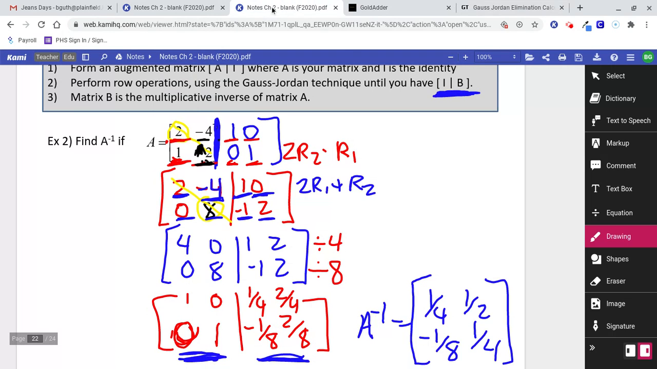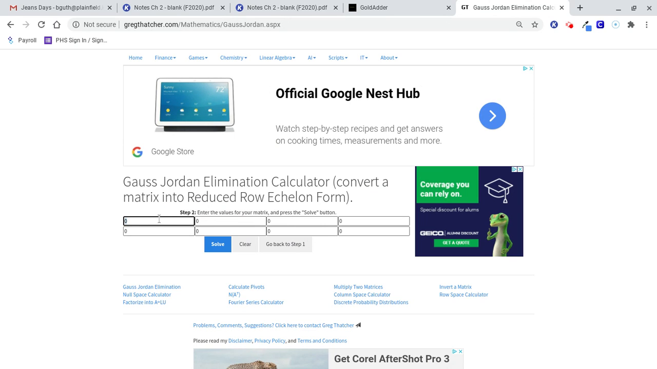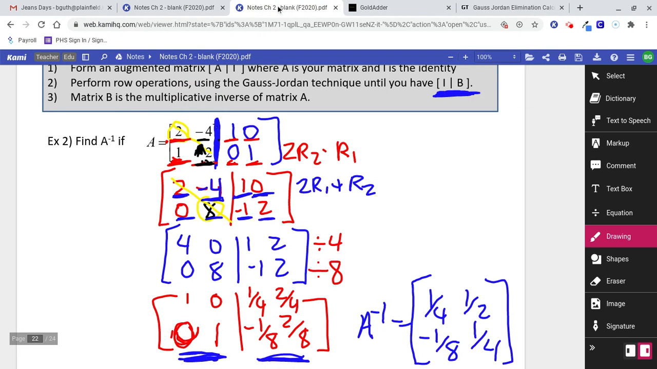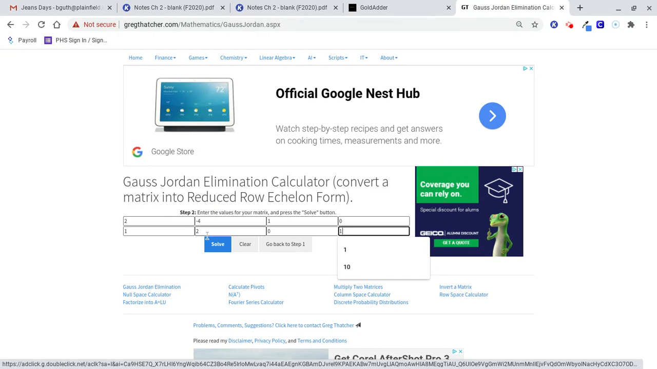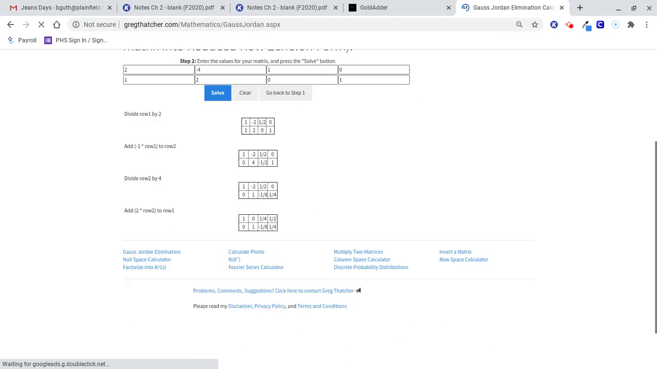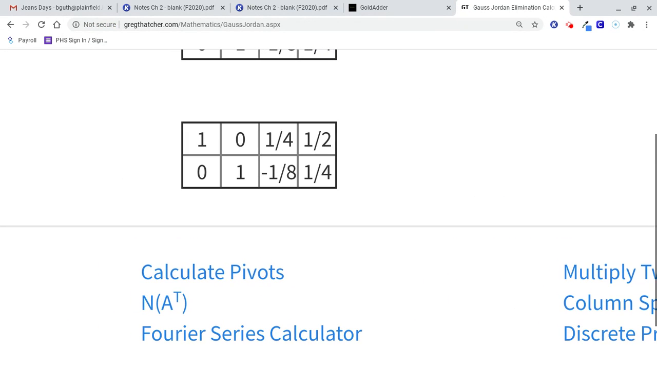So let's see, where was it? Here. Okay, 2, -4, 1, 0. And then the bottom row was 1, 2. Remember, I changed it to a 2. 1, 2, 0, 1. So if you do a Gauss Jordan, it's going to give you exactly what you want. Okay, this website is amazing, and it does a great job of the Gauss Jordan process. And you can see right here, there's your inverse right there, 1/4, 1/2, -1/8, 1/4. So pretty cool.